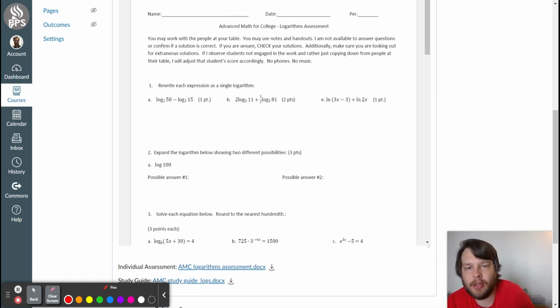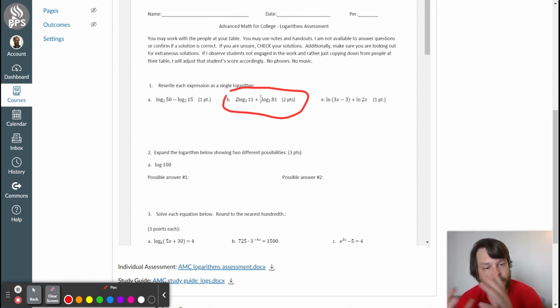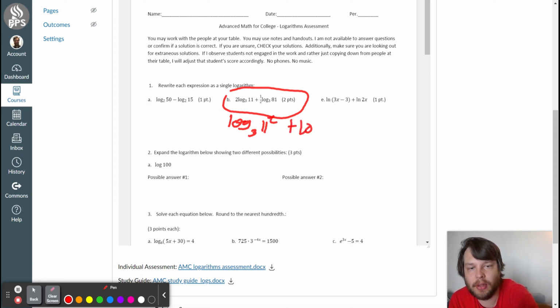I'll do problem B. If I look at problem B, the first thing I notice is there are those coefficients in front of the logarithms. Those become the powers of the inside. And so I can rewrite the first part as log base 3 of 11 squared plus the second part, log base 3 of 81 to the 1/2 power.